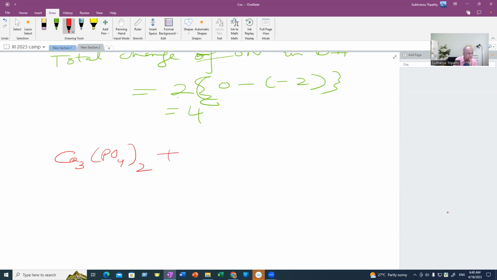And I put some coke, carbon. Coke is one of the allotropes of carbon. Put some coke, it's a very good reducing agent. And some sand, silicon dioxide is sand.